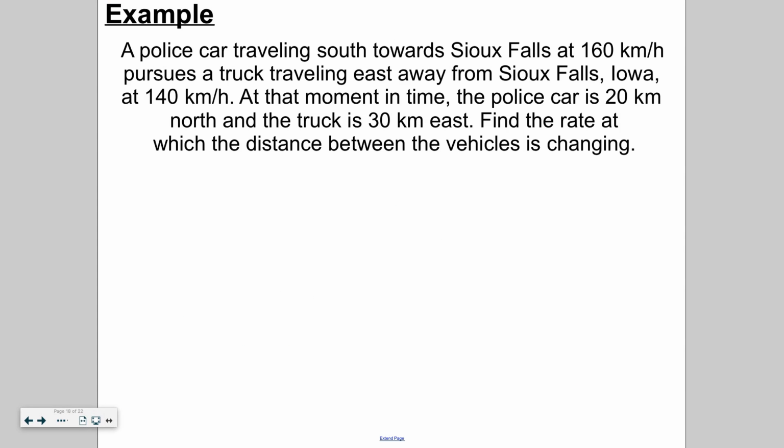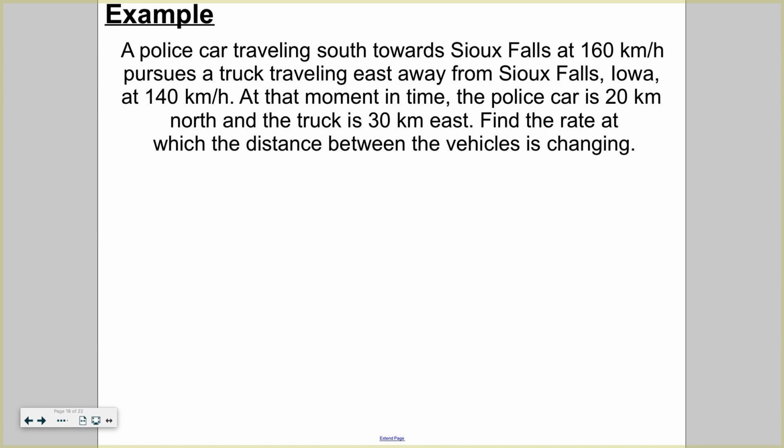All right, so next up we have another example here, and this is also involving distance. A police car traveling south towards Sussex Falls at 160 kilometers per hour pursues a truck traveling east away from Sussex Falls, Iowa, at 140 kilometers per hour. At that moment in time, the police car is 20 kilometers north, and the truck is 30 kilometers east. Find the rate at which the distance between the two vehicles is changing.